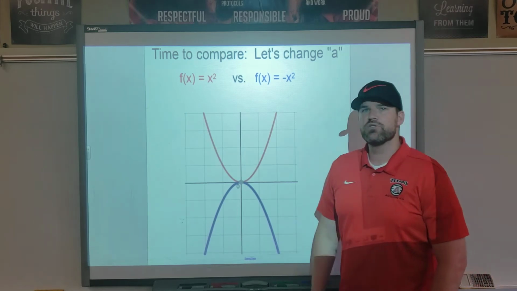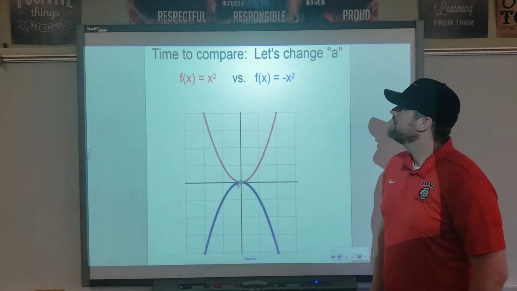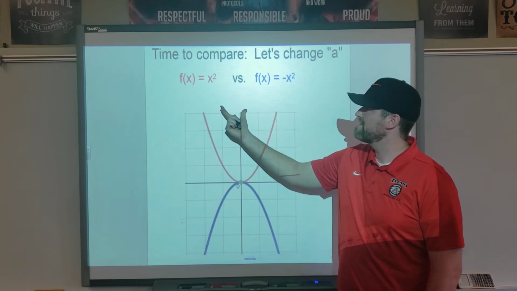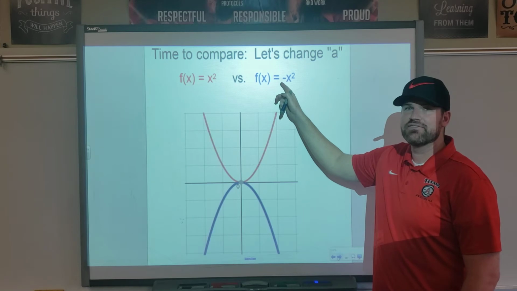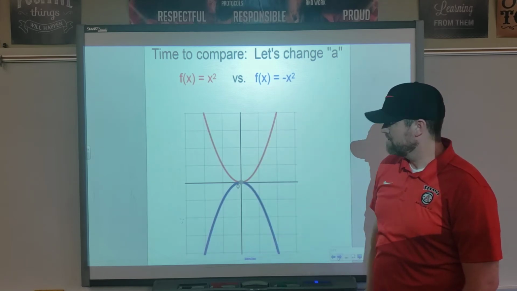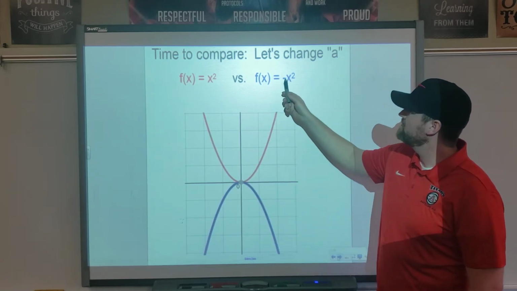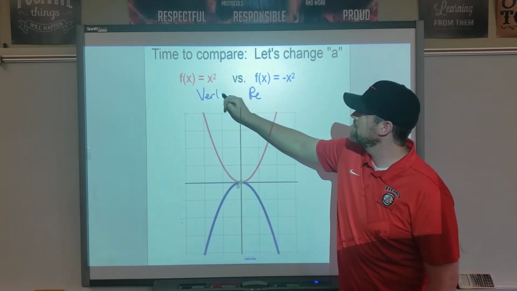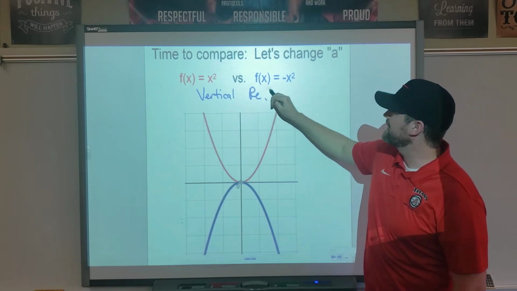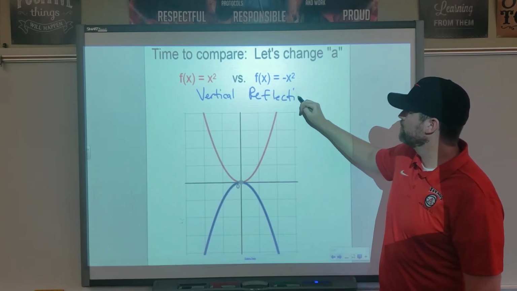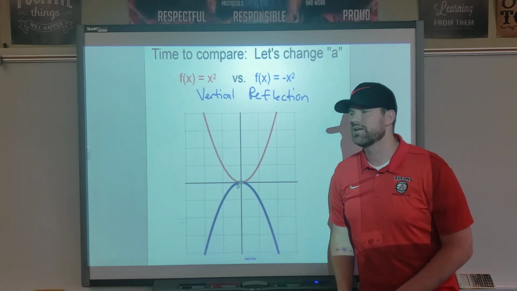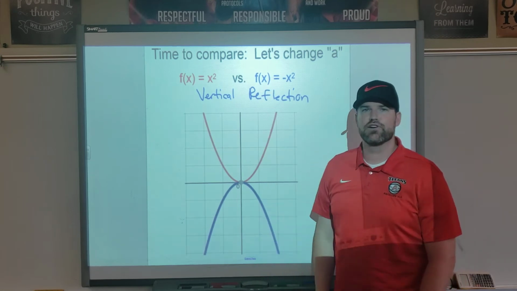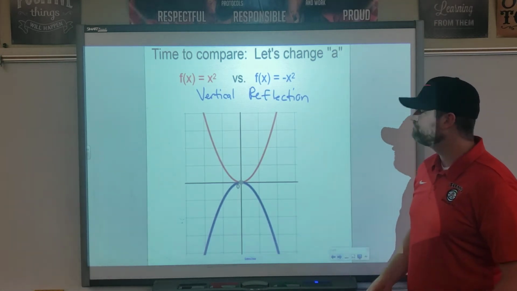Okay, the other thing we can do with the a, other than changing its value, is we can change the sign. So this one has a positive a. We know that opens up. But what happens if our a is negative? It opens down. So when we change our a to a negative, that is a vertical reflection. Vertical meaning up and down, reflection meaning mirror image. If we go from a positive to a negative, it's going to reflect vertically. It's going to flip upside down.